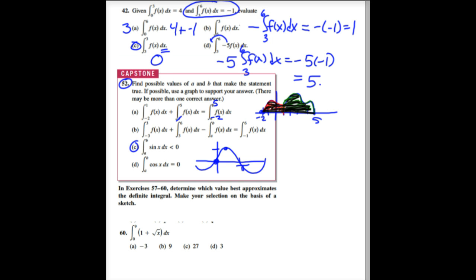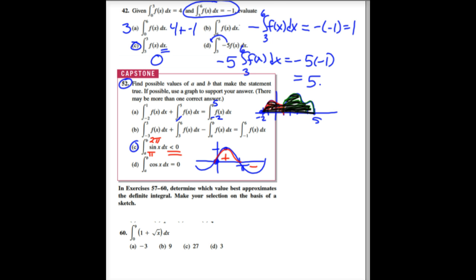And it says, how could I get the area under the curve to be negative? Well, you'll notice that from 0 to pi, this is above the x-axis, so it's positive. From pi to 2 pi, I fall below the x-axis, so my integral would be considered negative. So there are other possibilities, but I could have a be pi and b be 2 pi.